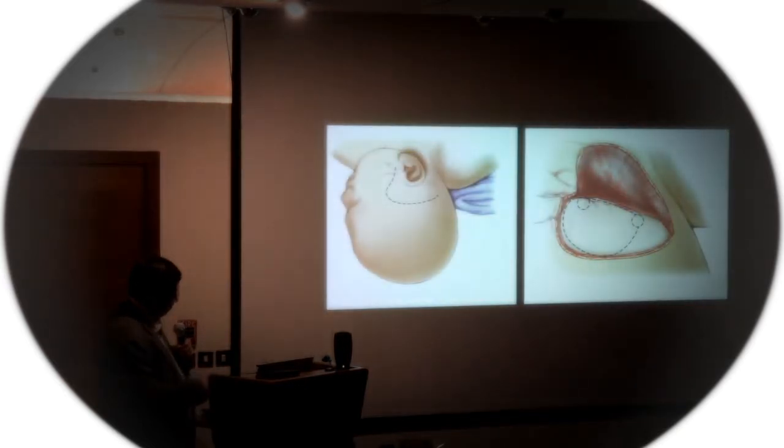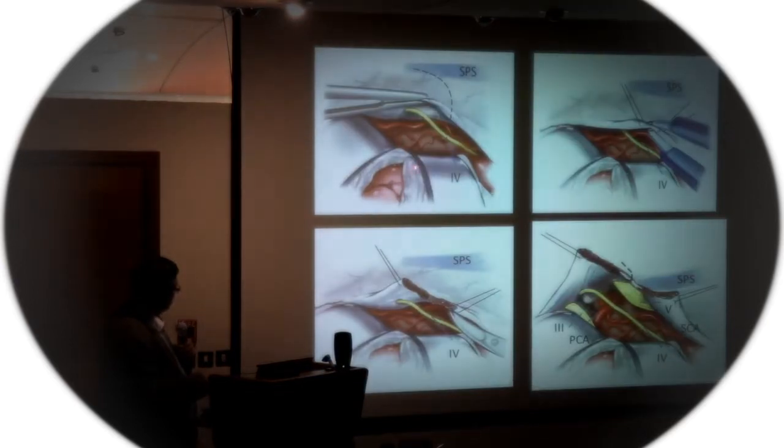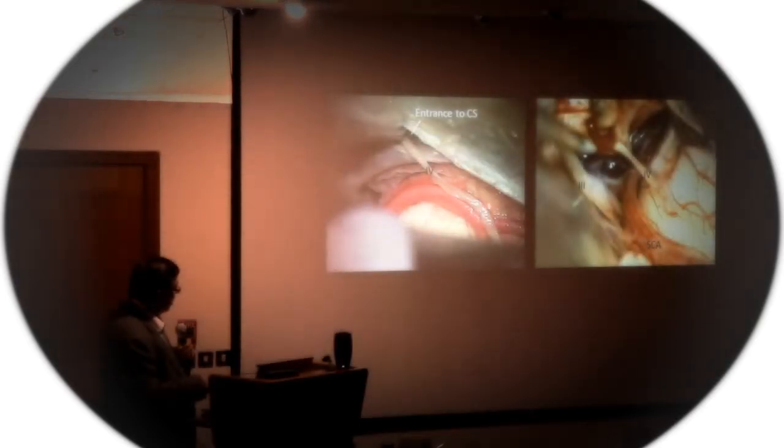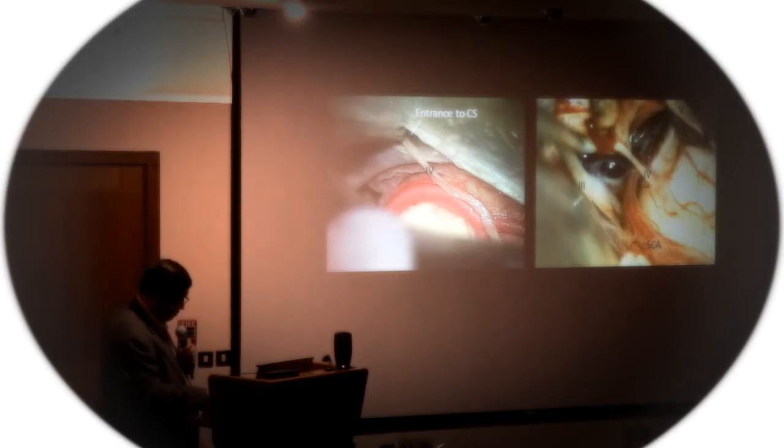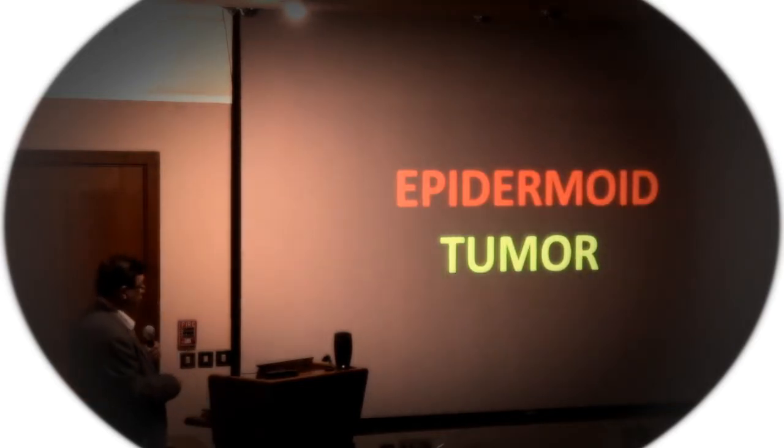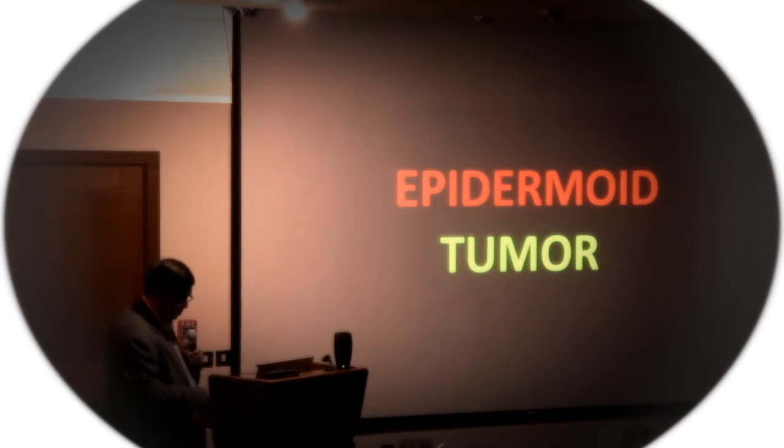So this is the position of the patient. And you open the tent so that you go underneath the tent to the posterior fossa. And once you do that, this is the tent, and you will see the fourth nerve and you will see the trigeminal nerve. Very beautiful surgery if you know the anatomy. So back to epidermoid tumors.